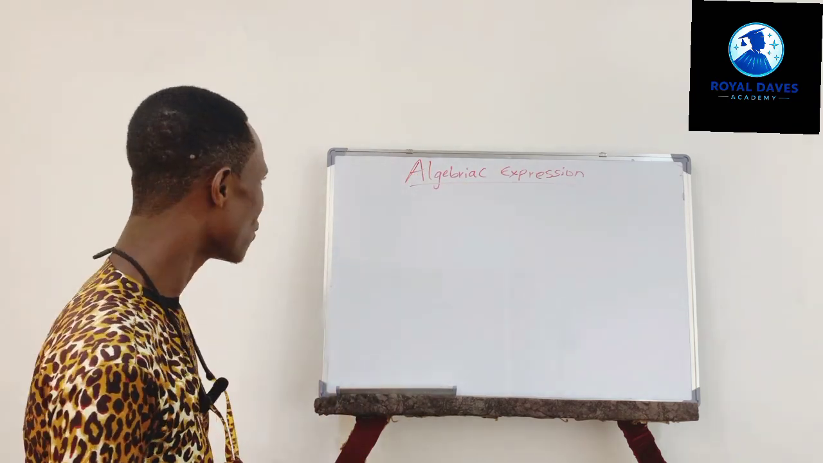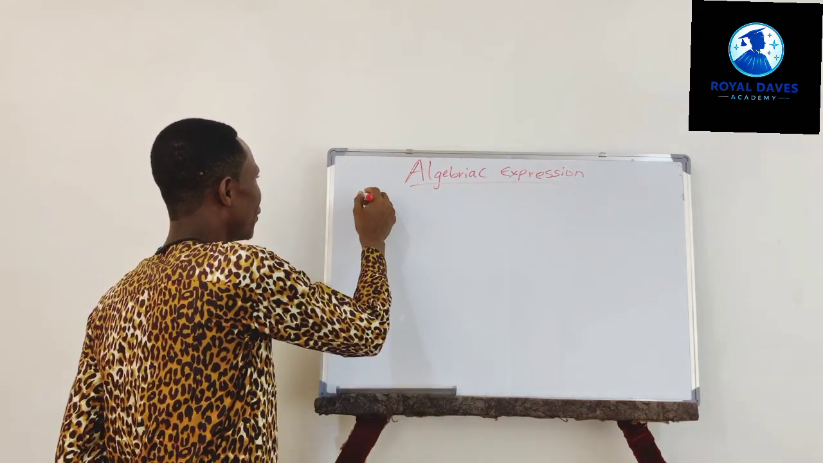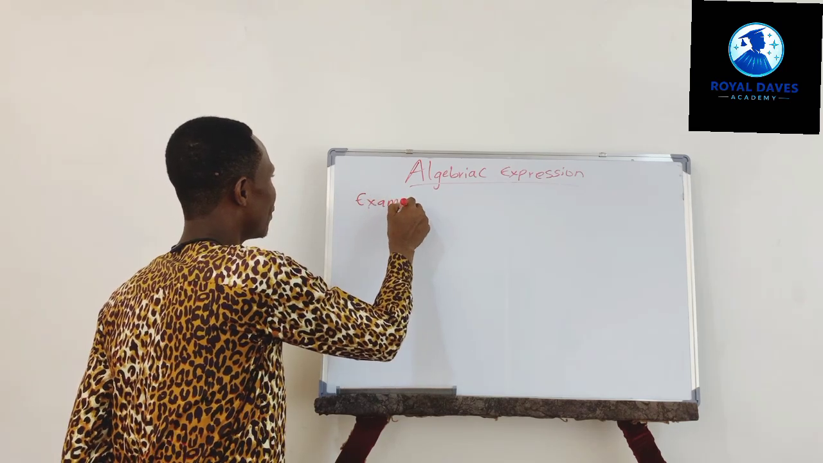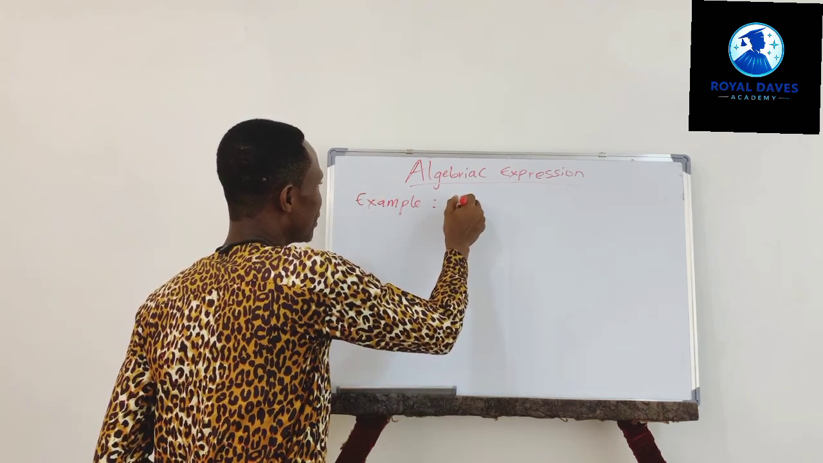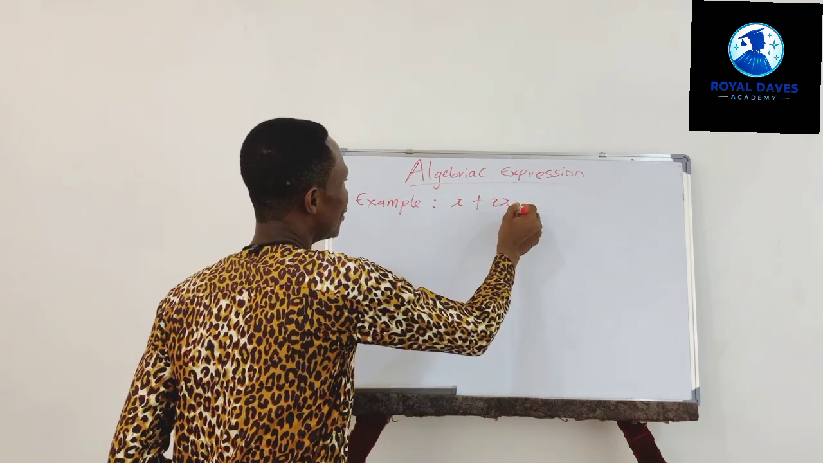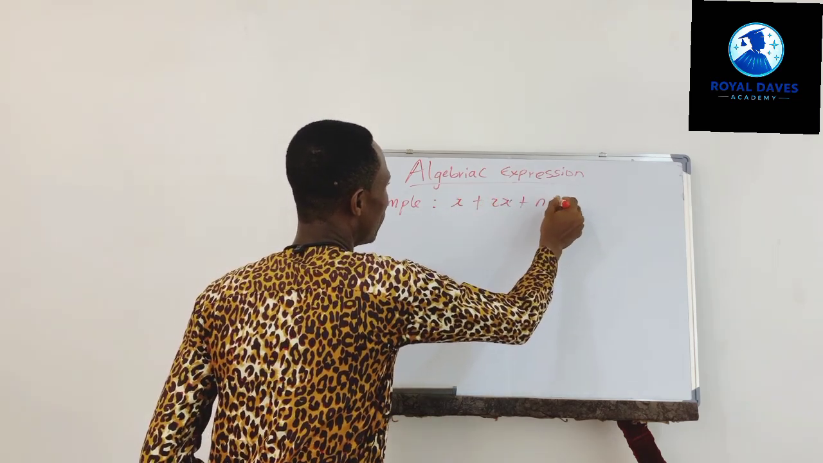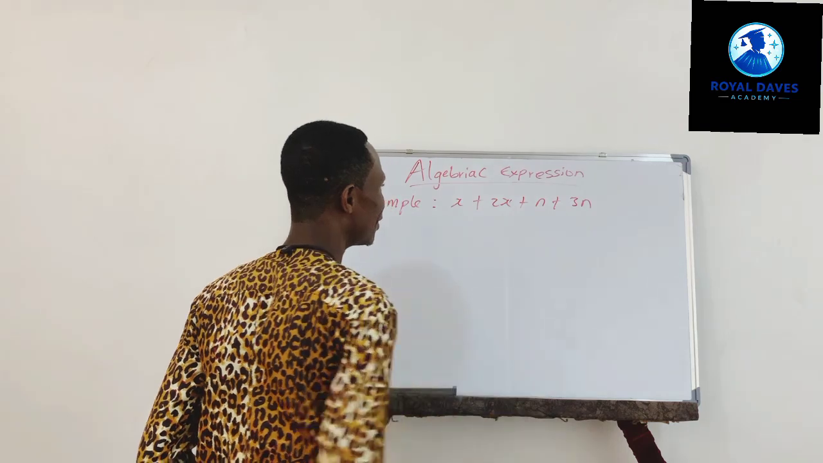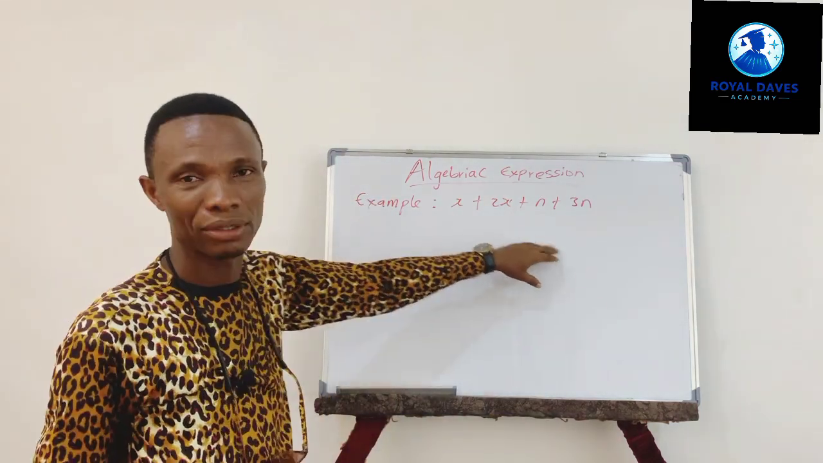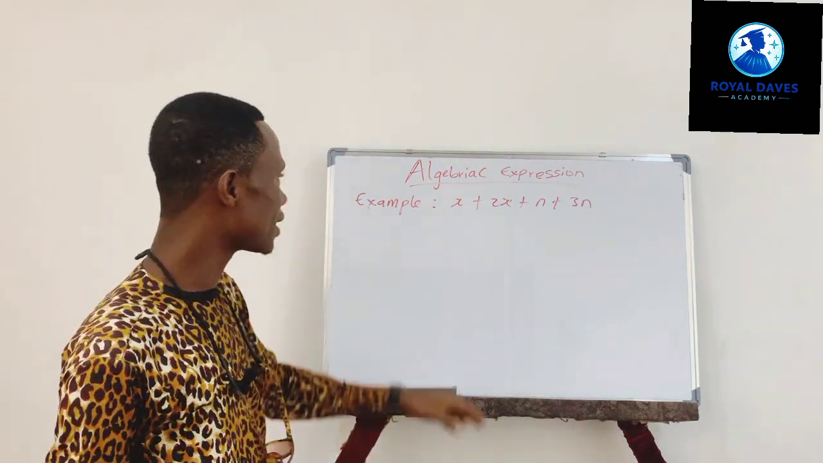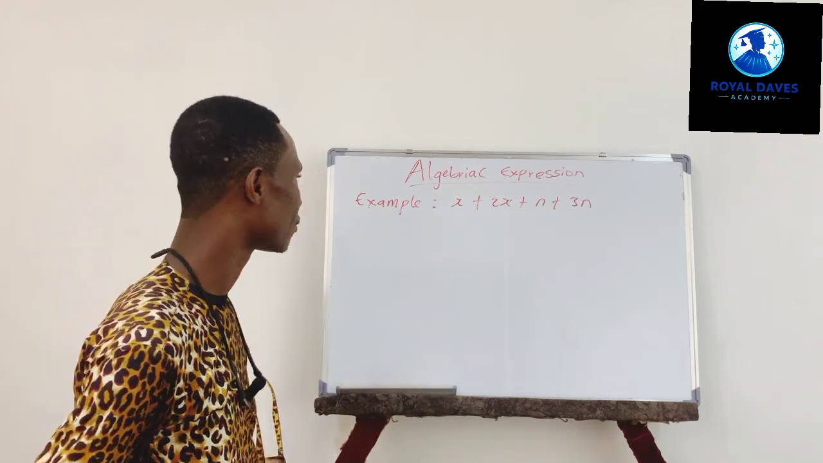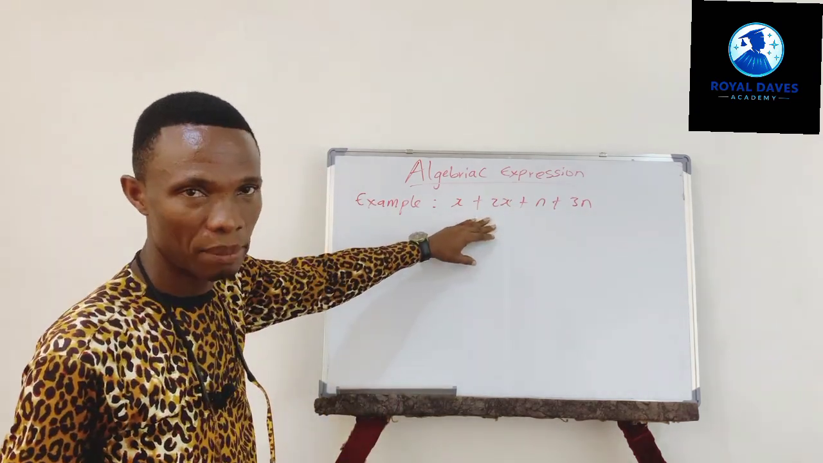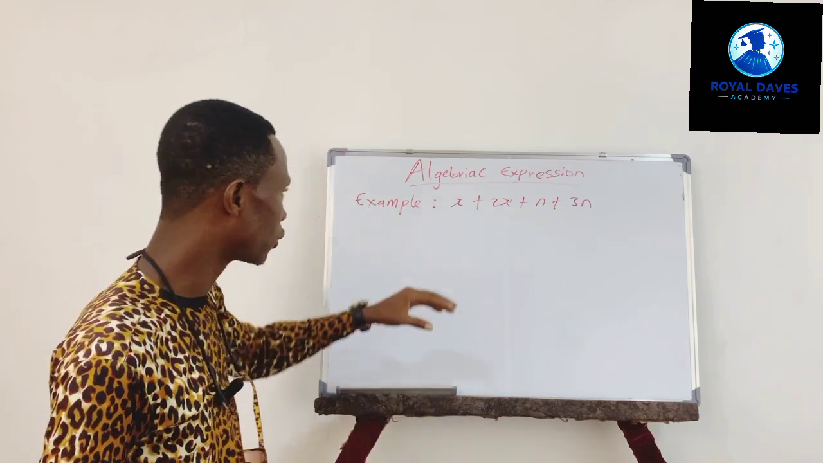Example, when you see a problem like this, x plus 2x plus n plus 3n, we'll call this algebraic expression. Usually you see it contains alphabets and numbers in most cases. So what you're required to do here, remember this is just an introduction, is just to collect the like terms. You have x and 2x.